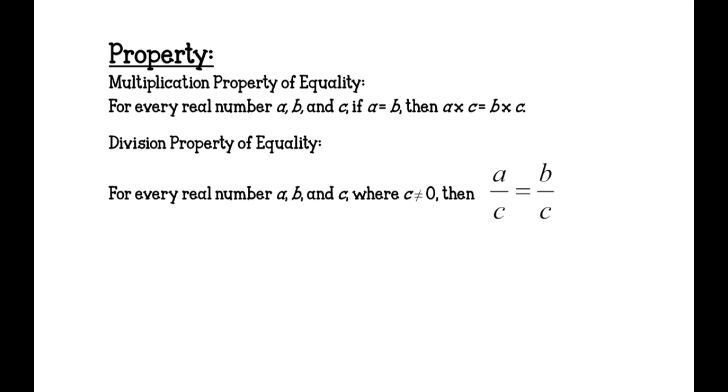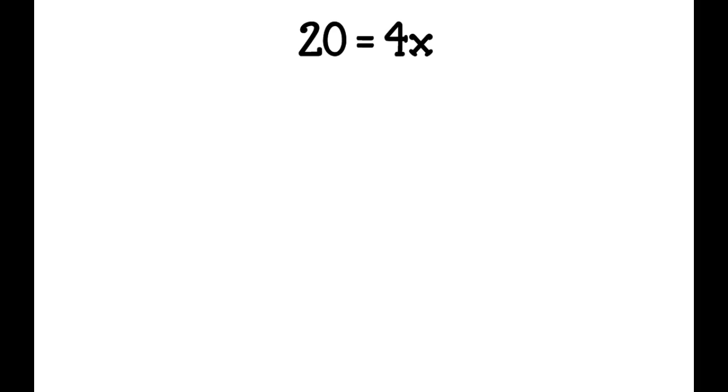And the division property of equality says for every real number A, B, and C, where C does not equal 0, then A divided by C equals B divided by C. So again, if I divide by C on one side and I divide by C on the other, it is still in balance. Okay, our first example, we have 20 equals 4 times x.